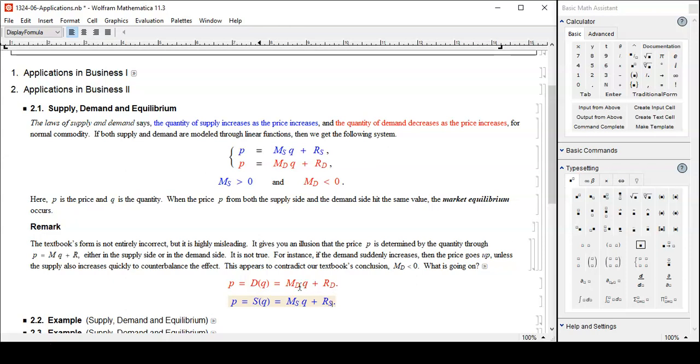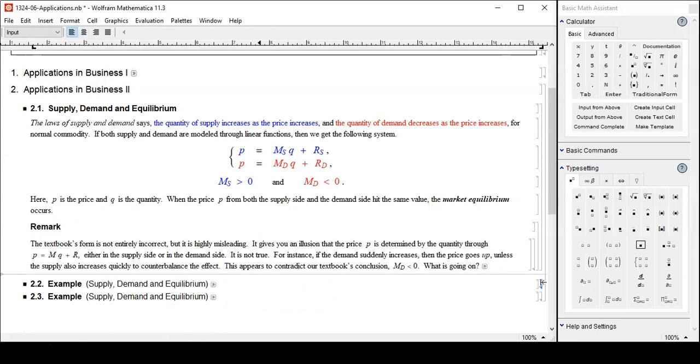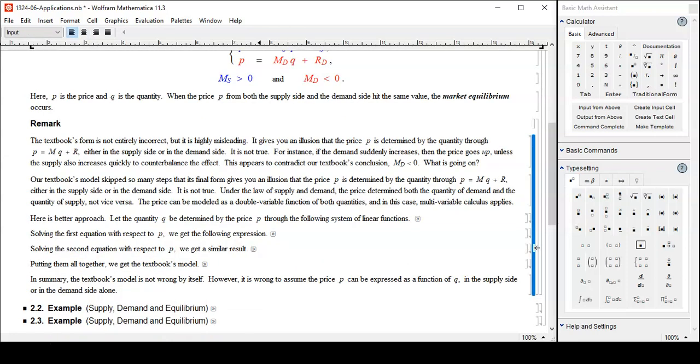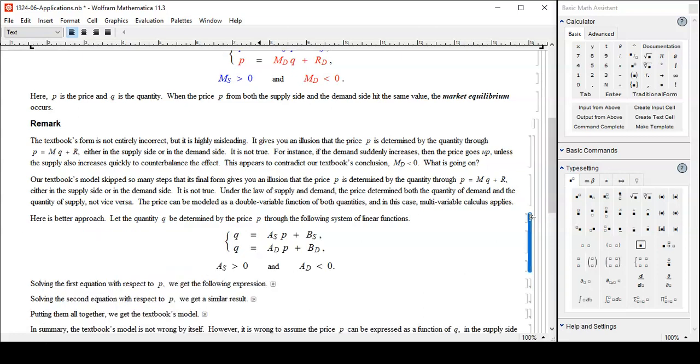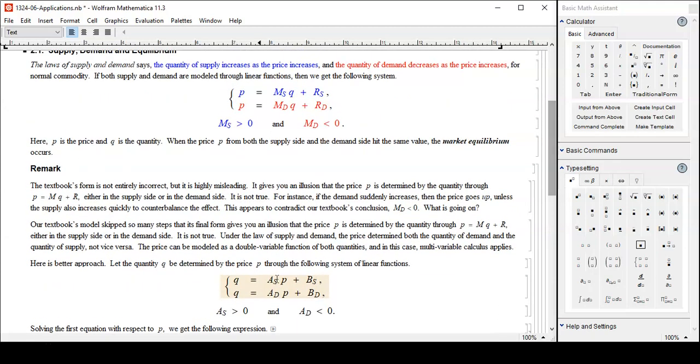So if the quantity on the supply side stays the same and the demand side only increases, then price goes up. You see, you have different dynamics because you now have multivariable. That, of course, is too difficult. A much better approach is like this. You see? Quantity is determined by price.